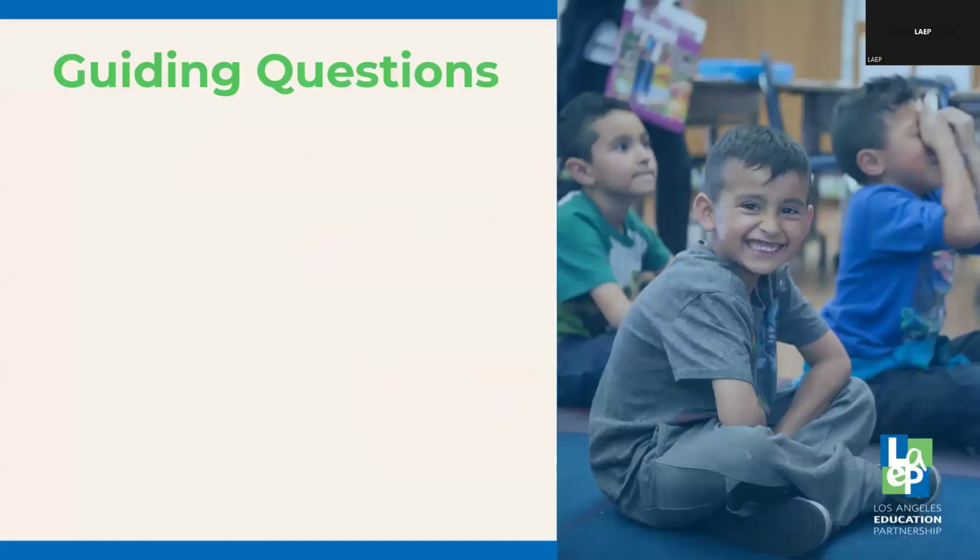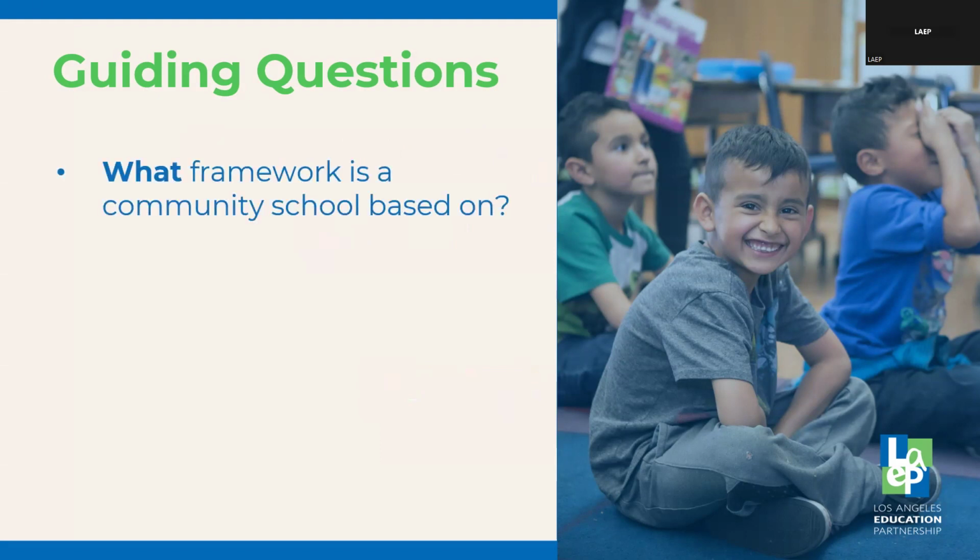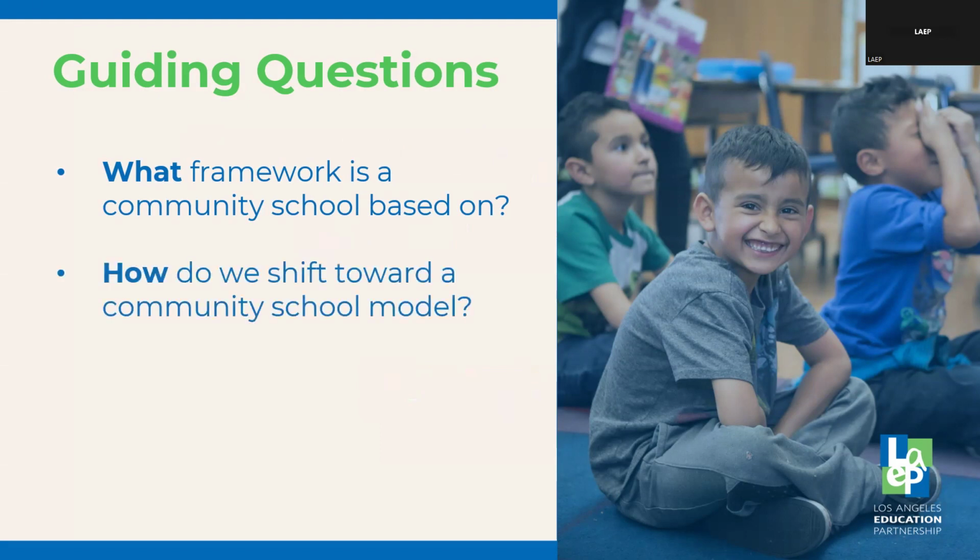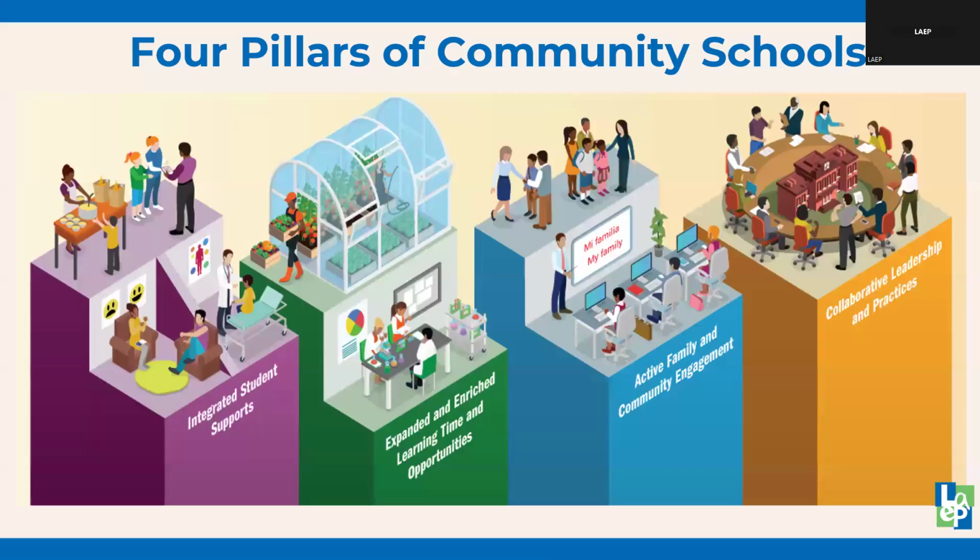As a reminder, these questions guide our learning today. What framework is a community school based on? And how do we shift toward a community school model? We shared this image in part 1 and part 2 of this series of the 4 pillars of community schools. The 4 pillars are part of the framework of California community schools. We'll be discussing active family and community engagement today.